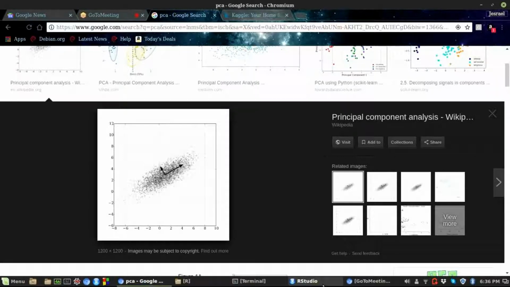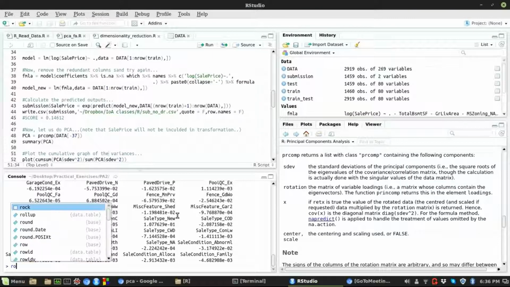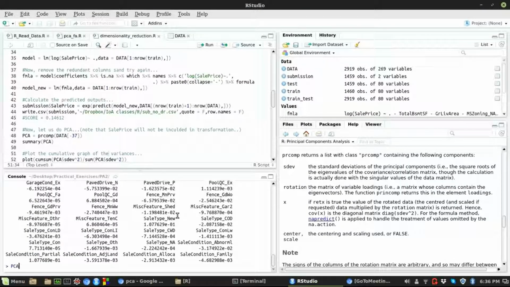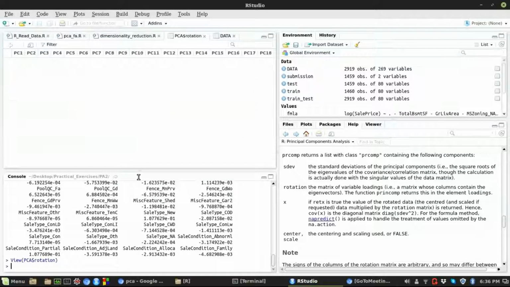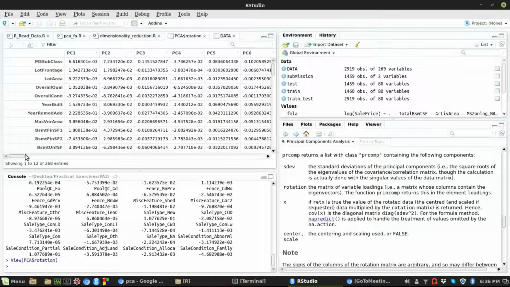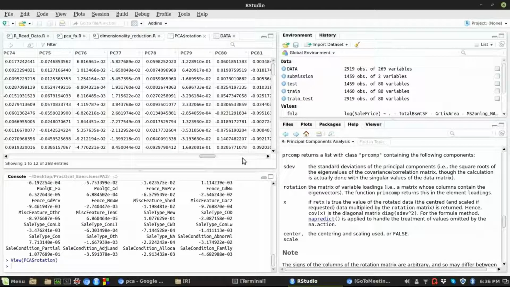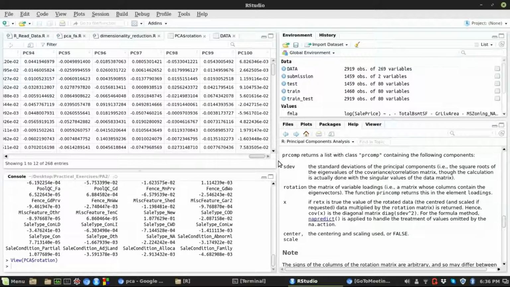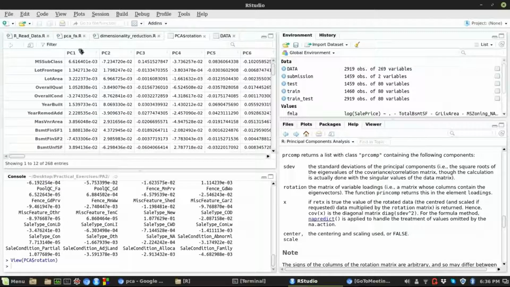Essentially, take the rotation matrix. PCA dollar rotation. Let's view that. What will be the dimensionality of the rotation matrix? It will be 268 by 268, right? 268 predictors, 268 outcomes. So you're seeing only the first 100. So MS subclass contributes this much to PC1, but if it contributes that much to PC1, then there is less of it to contribute to PC2, and so on. It has to be like that, right? Okay. So there is a relationship.